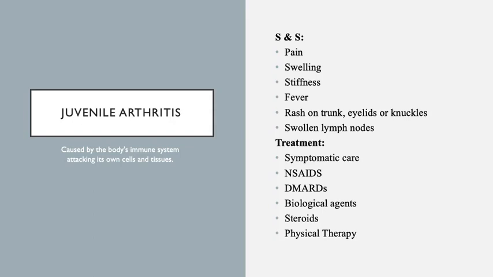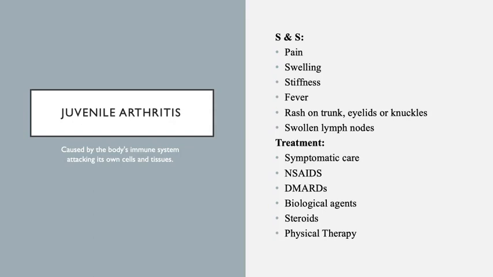Stiffness, as the child may appear clumsier than usual, particularly in the morning or after naps, and fever, swollen lymph nodes, and a rash. And in some cases, the fever will be quite high. The swollen lymph nodes and the rash on the trunk will be evident. You might notice it also on eyelids or knuckles, and it may appear worse in the evenings. So treatments include helping the child maintain a normal level of physical and social activity.